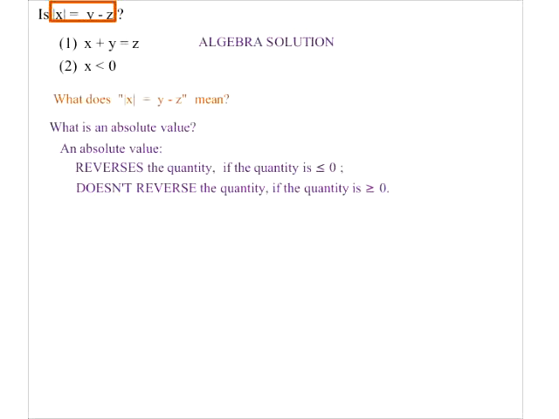Absolute value of x equals y minus z. This means if x is negative, then you have to reverse the x, because x gets reversed. In fact, if x is negative or 0, so if x is less than or equal to 0, then x gets reversed. And if x is greater than or equal to 0, then it doesn't get reversed.